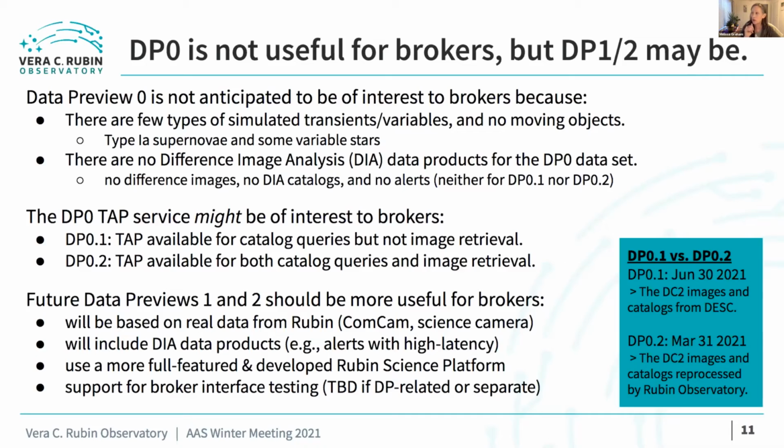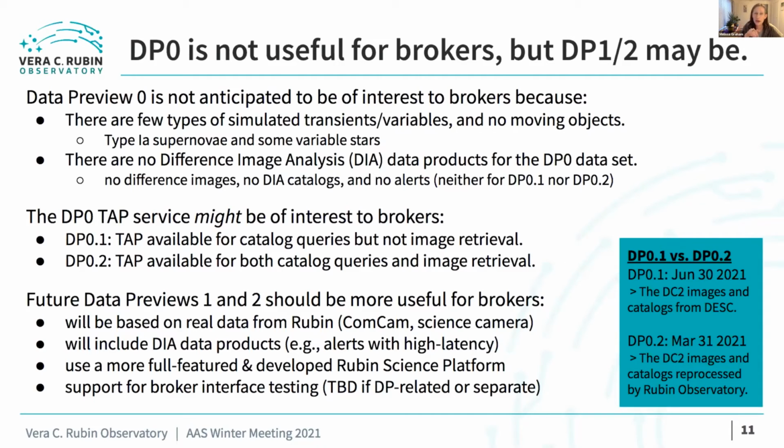And that's true both for DP 0.1, which is happening this year, and DP 0.2, which takes all of the DESC's data products from their DC2 simulation, reprocesses them with the most up-to-date LSST science pipelines, and then releases that version in March of next year. But neither of those will actually have any DIA. That's the current plan, to not have any difference image analysis for either of those.